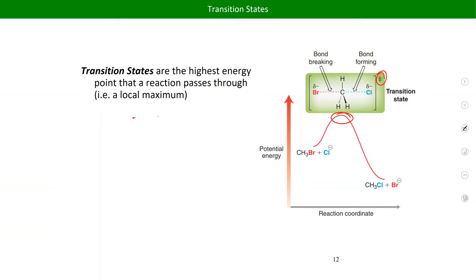So it kind of looks like that, but that's hard to draw on a regular basis, so we just wind up drawing it as that. All that really means is that it's really unstable, we're at a local maximum. That's what that's trying to indicate. And the brackets are saying this whole thing is part of that transition state.